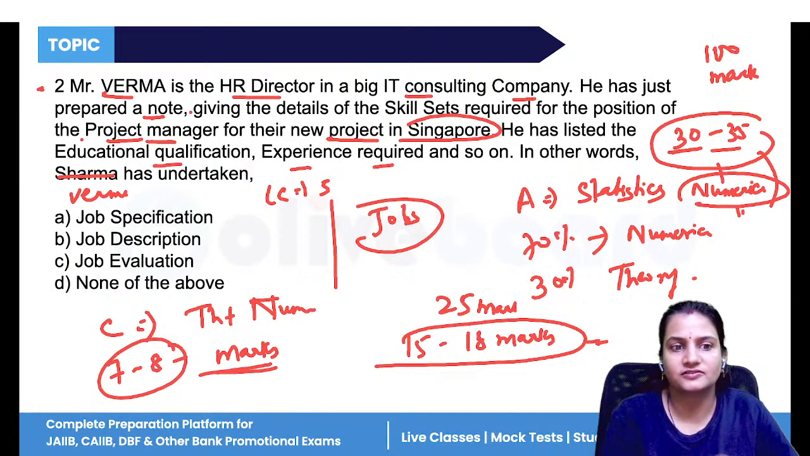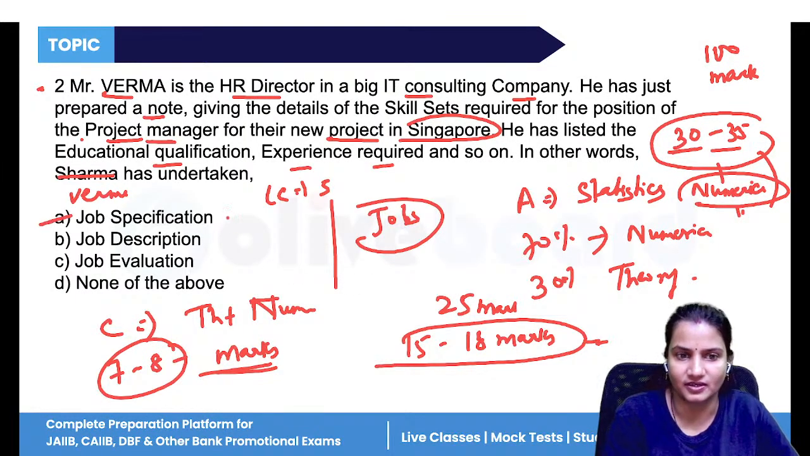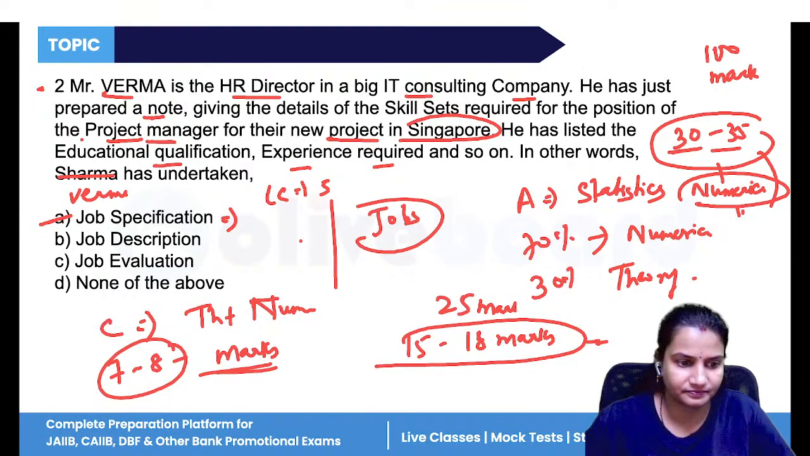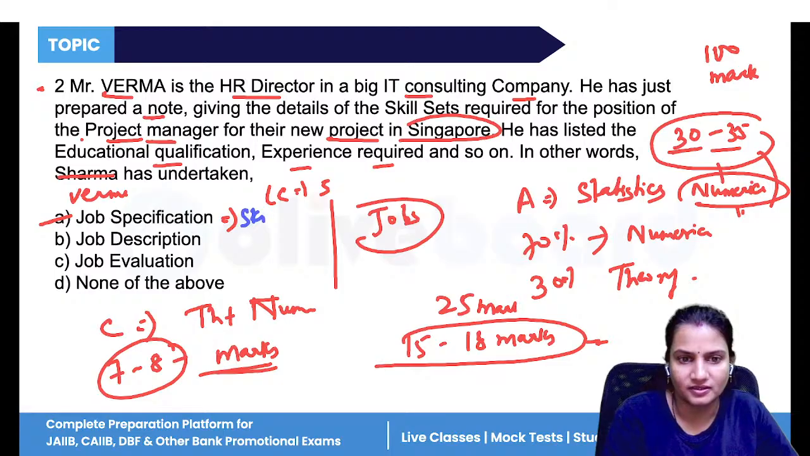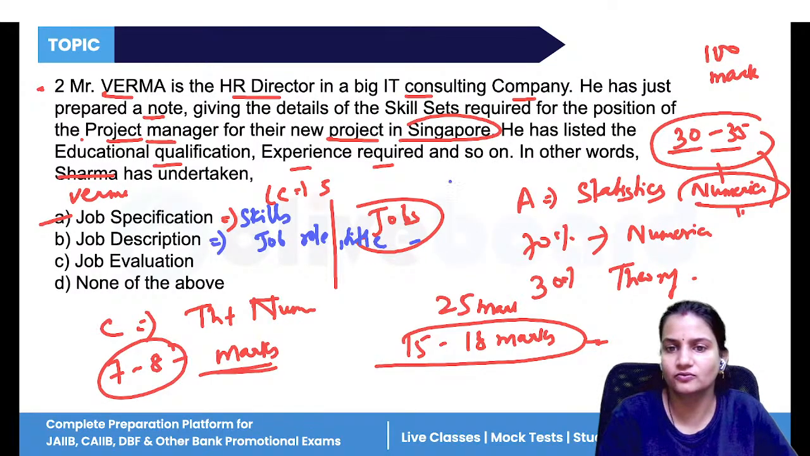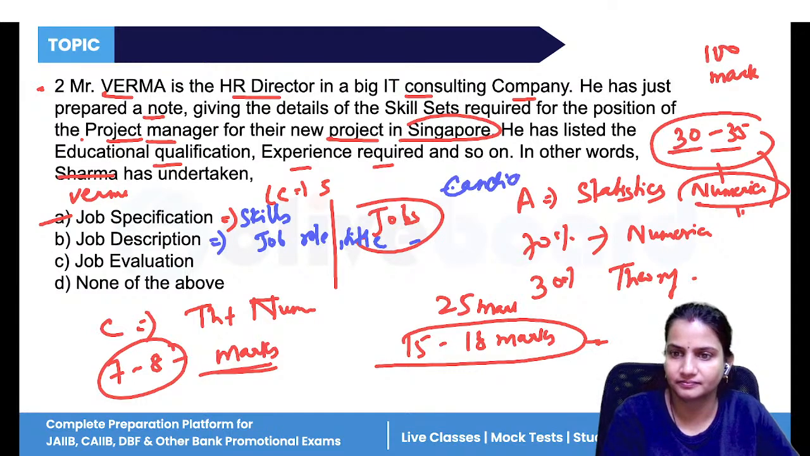Okay, now the answer of this question is job specification. Specification talks about the skills. Description talks about the job role, job title. It talks about everything related to the job, and job specification is everything related to the candidate.